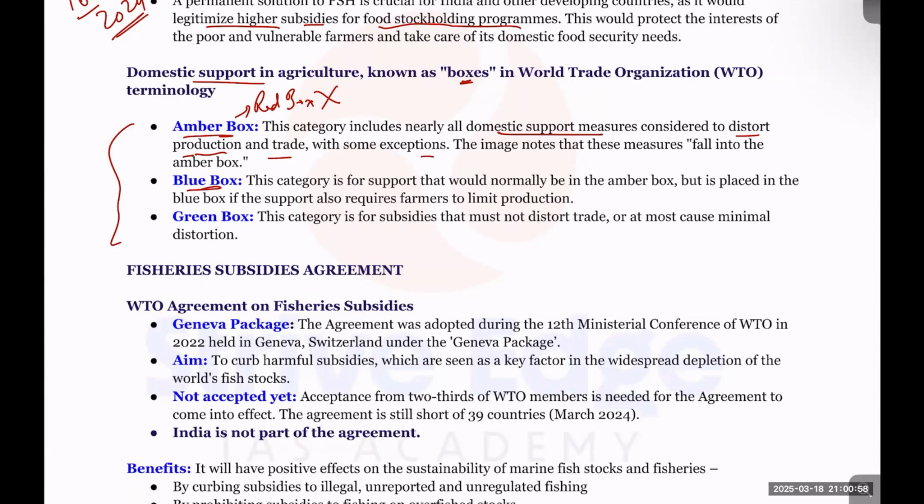Support is normally in the amber box, but it is placed in the blue box if the support also requires farmers to limit the production. If production is limited by any policy, say a policy says that a farmer doesn't have to produce any crop on their agricultural land and has to keep it empty. Because if a crop is grown on this empty land also, the production of this crop will increase and the price will crash. So, in order to maintain a minimum level of price, these farmers are told to not grow any crop on their land. So these farmers should be adequately compensated. The subsidy that is given to these farmers is kept under the blue box, right?